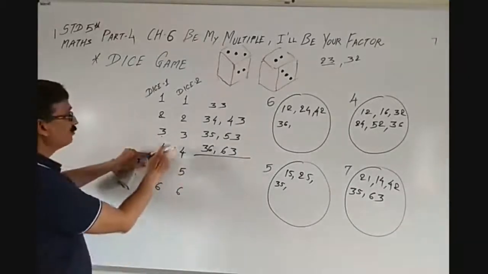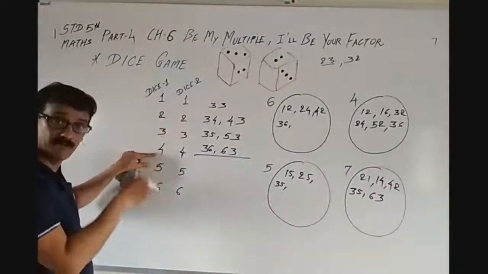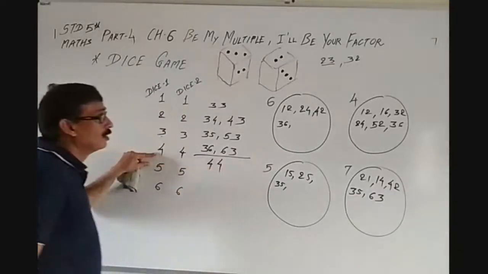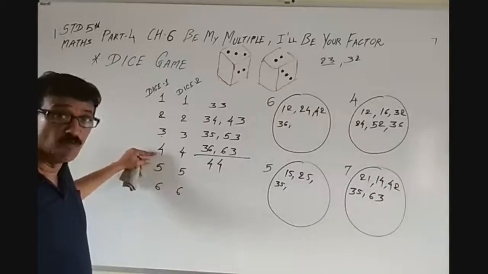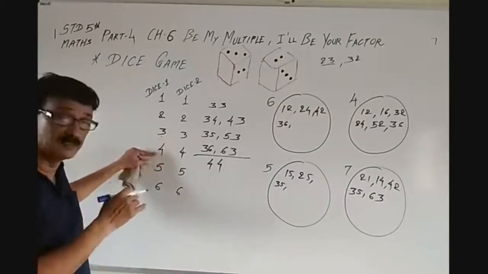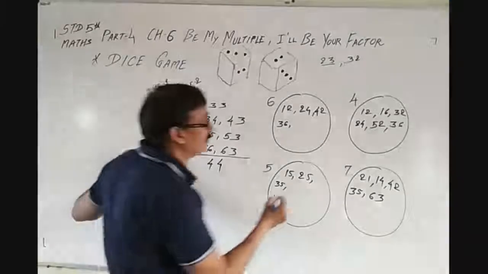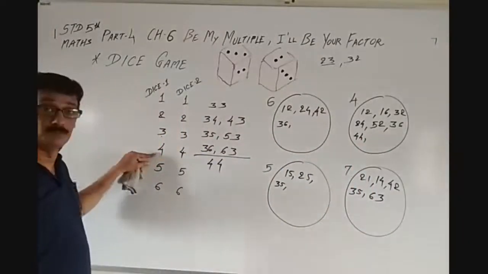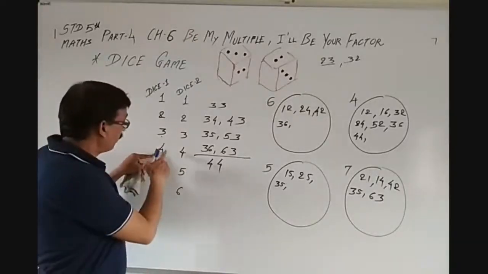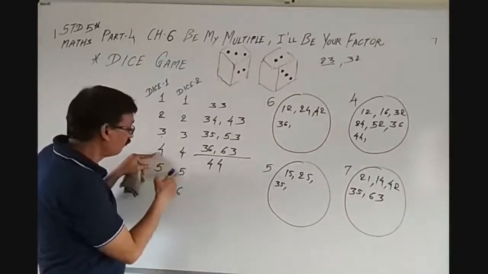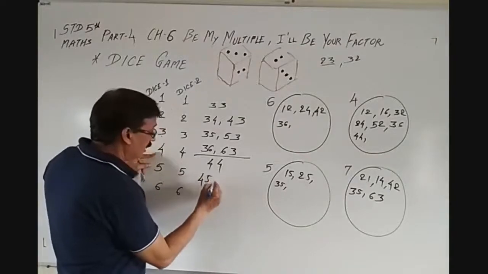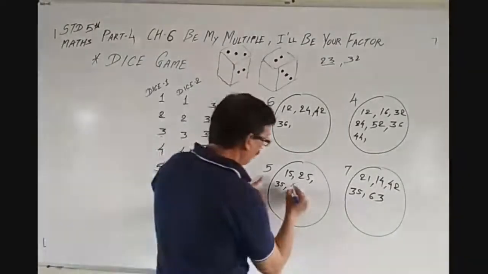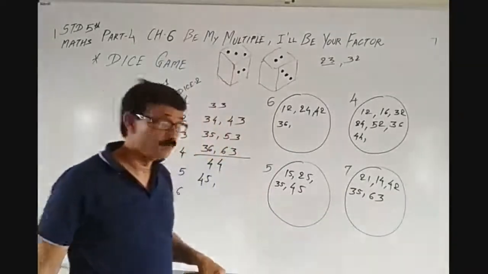Now let's go for 4. For 4, we have seen 4 3, 4 2, 4 1. So 4 4. Is 44 a multiple of any of these? Yeah, 11 4s are 44. Okay. Now let's go 4 5. Is 45 a multiple of any of these? Yeah, 45 is a multiple of 5.